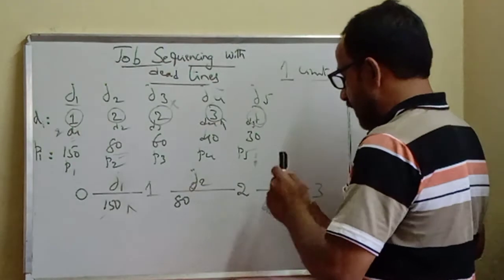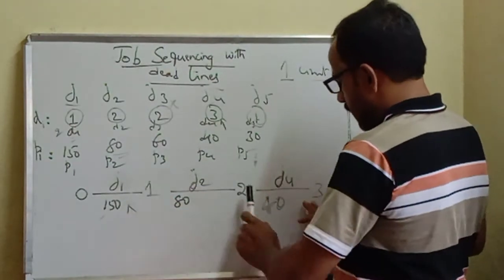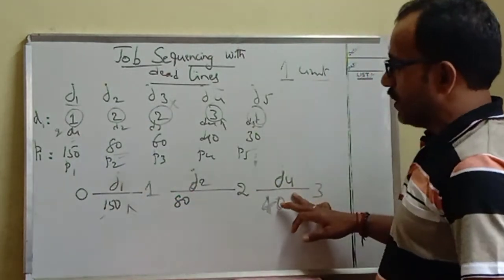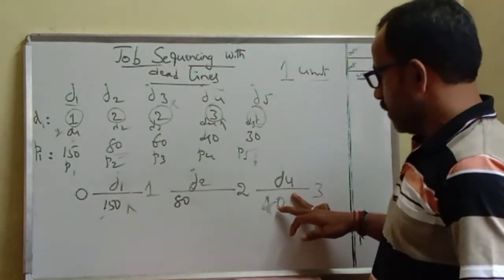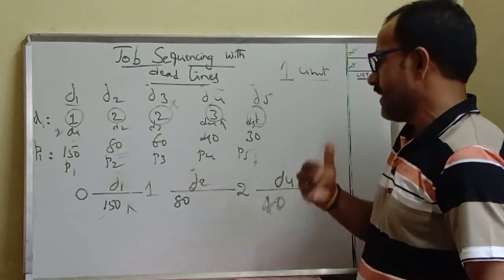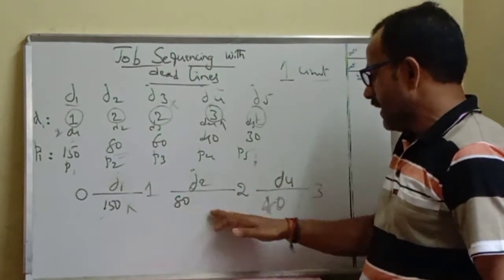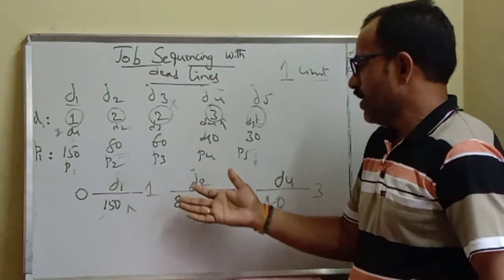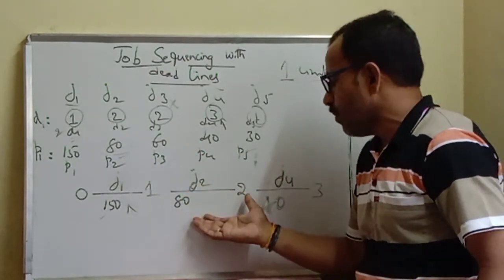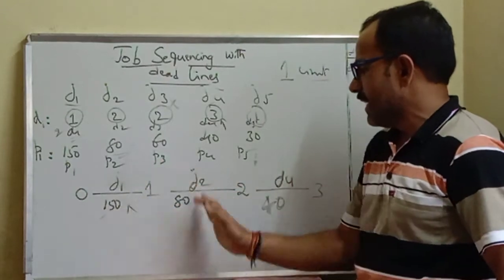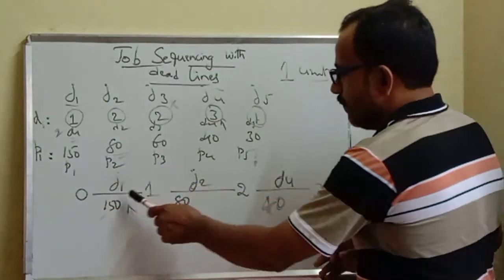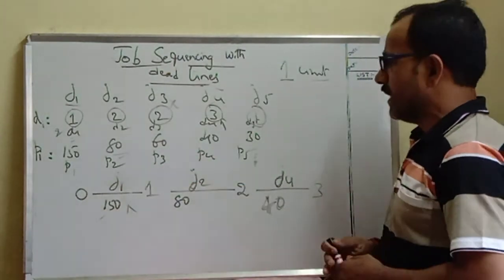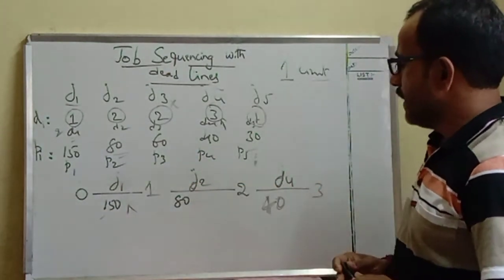Why? Because if you execute this particular J4 earlier, then we lose the chance of executing the job which has the next maximum profit. So that's why it is better to execute any selected job in the last possible slot. Then only we can execute the remaining jobs, if those jobs have the next maximum profit and a deadline less than this. Otherwise, if you execute J2 here, I cannot execute J1, and then I lose 150 units of profit. So in this way, we get the maximum profit.